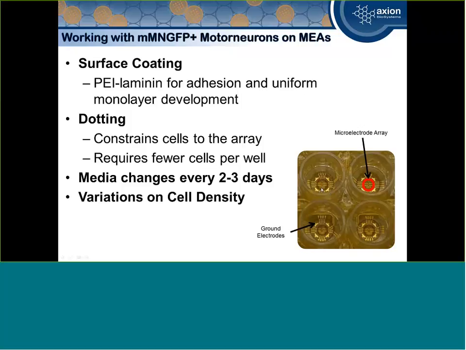Placing cells anywhere other than this region requires more cells, and you won't be able to get any information from them. So this technique allows you to use much fewer cells and also plate out more plates because of it. We found that media changes every 2 to 3 days were appropriate. We based this on changes in media color and activity changes. Variations in cell density was something that we looked at to try to pull out the most stable phenotype that we could from these cells.